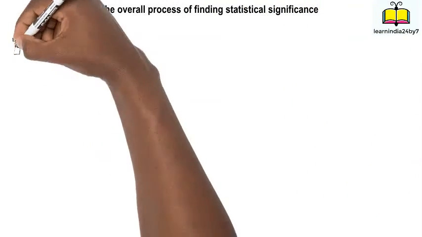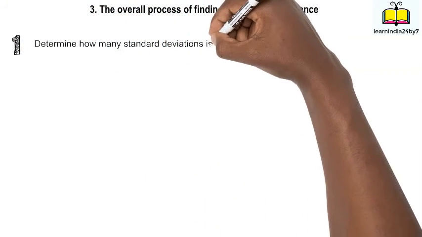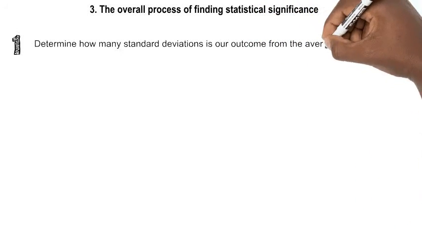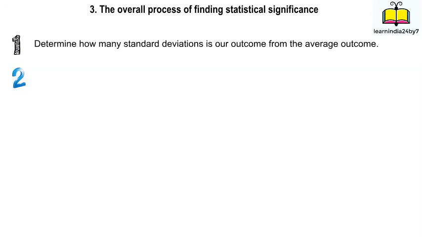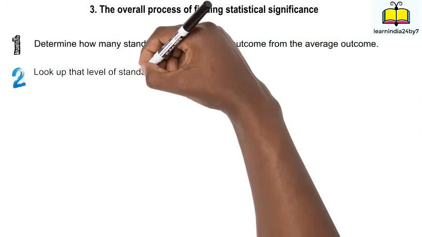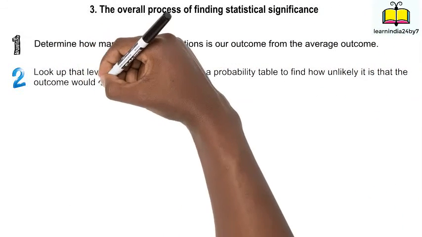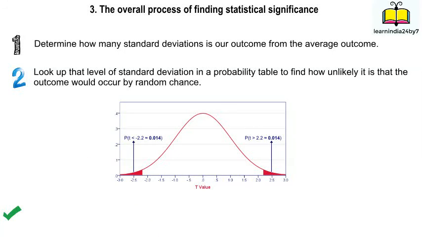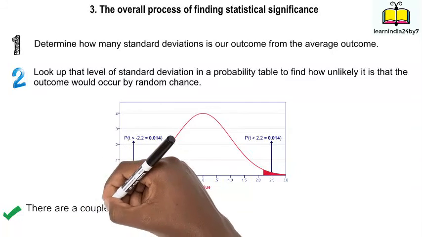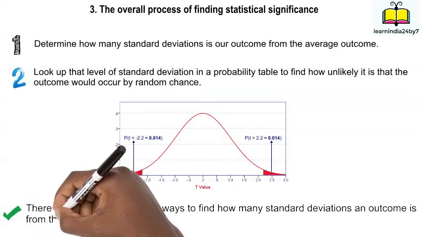So friends, let's discuss and understand the overall process of finding statistical significance now. To do that, let's first determine how many standard deviations our outcome is from the average outcome. Next, look up that level of standard deviation in a probability table to find how unlikely it is that the outcome would occur by random chance. There are a couple of different ways to find how many standard deviations an outcome is from the mean, and there are a couple of probability distributions to choose from.